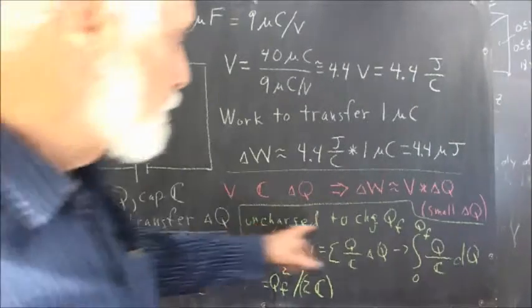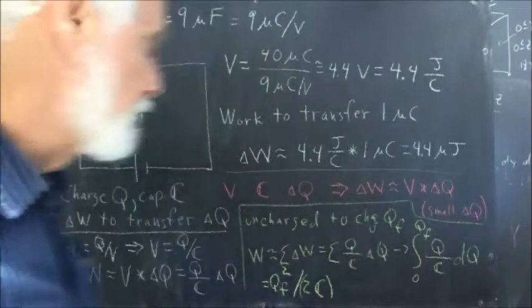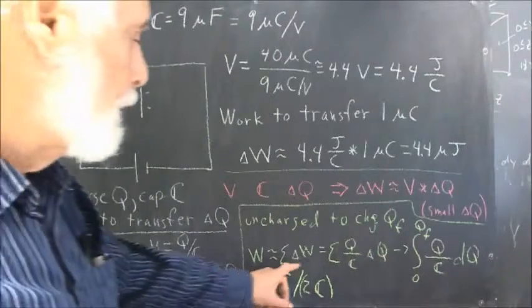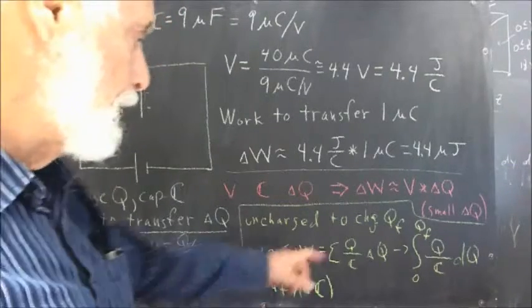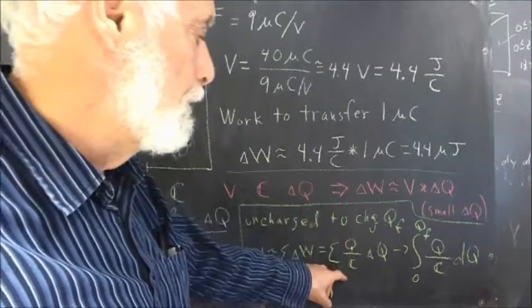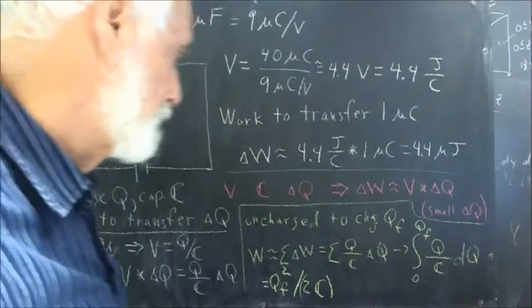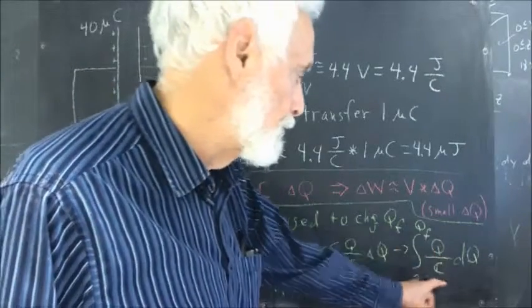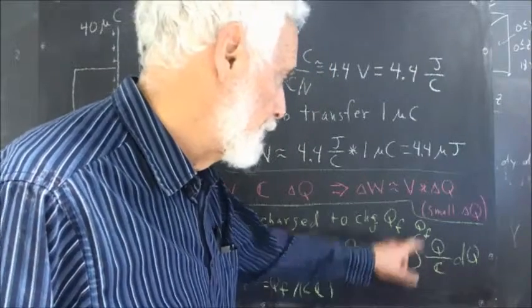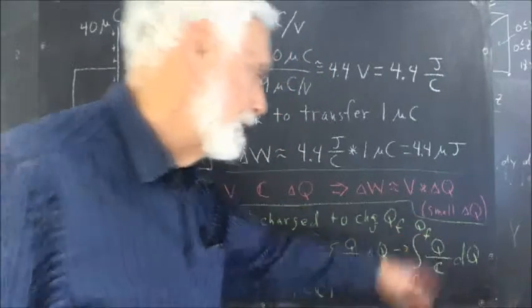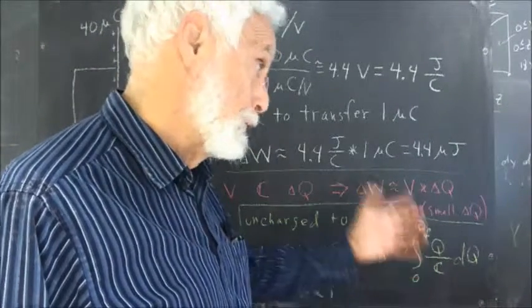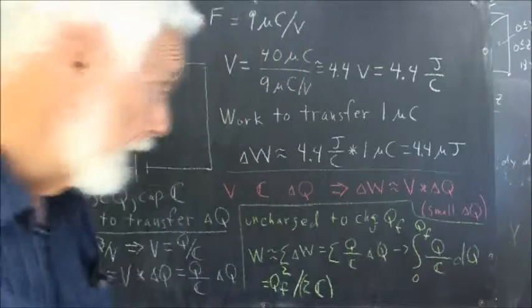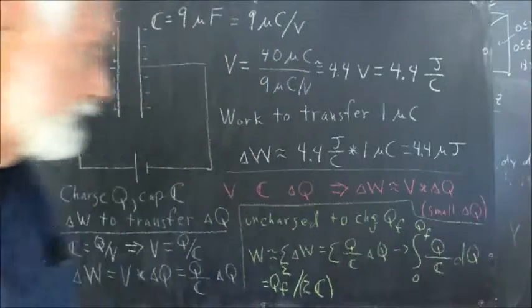Well, to go from uncharged to charge QF, full charge or final charge, we have to add up all our delta W's. So we add up all our delta W's. That means we got to add up all the expressions of the form Q over C times delta Q, which means that in the limit, we're going to be integrating Q over C dQ from charge 0 to charge QF. Now, you want to work out the Riemann sums in some detail so you really understand how this integral comes about, but that's a synopsis of how it's done.